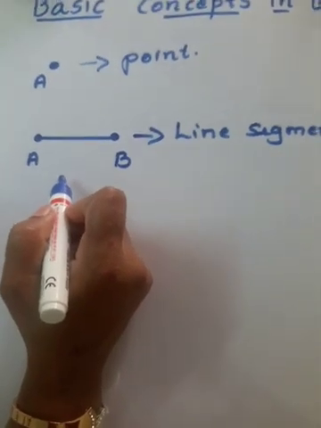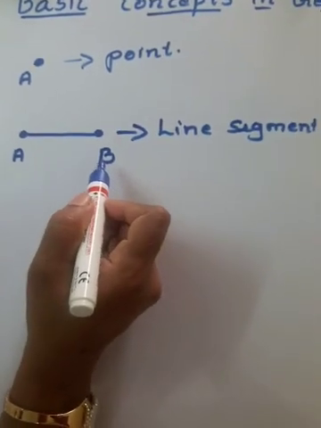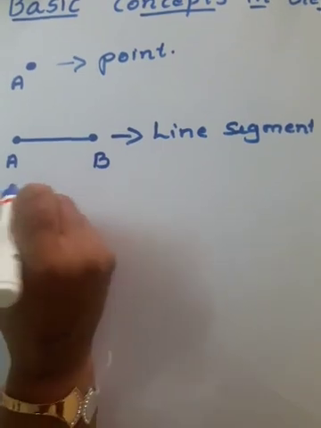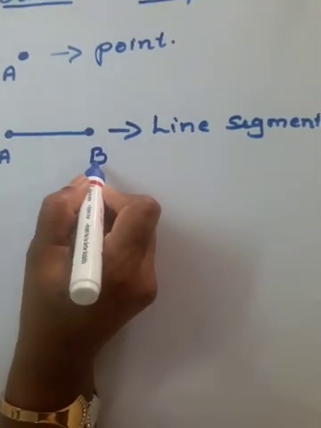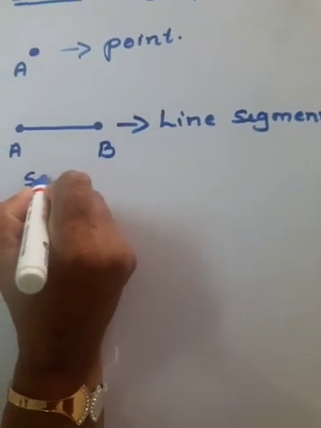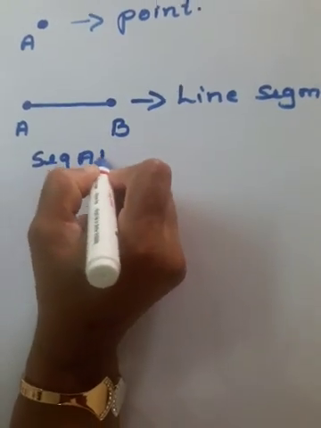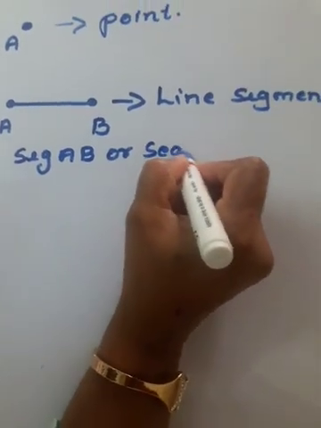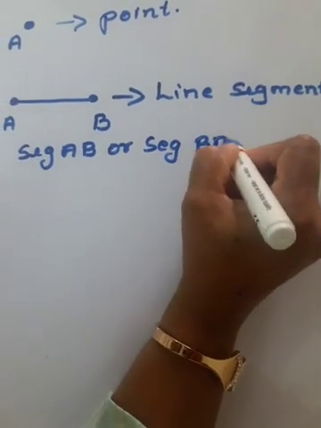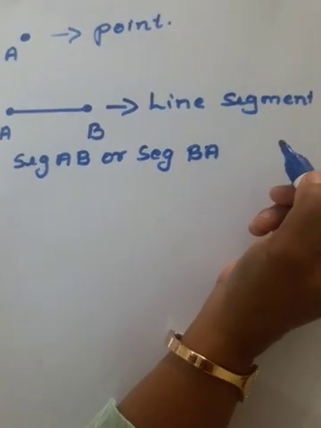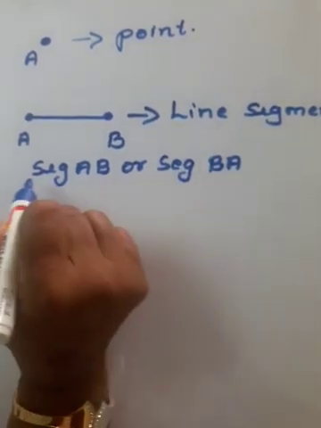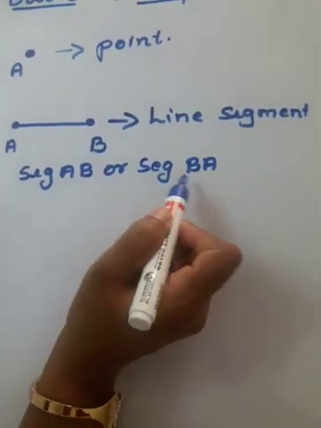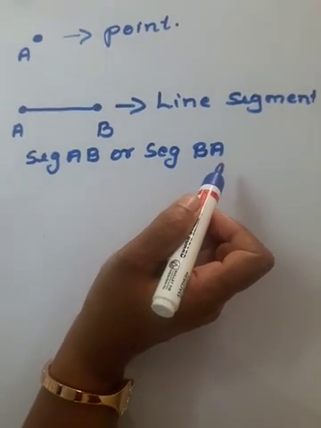A line segment is named by using its end points. The line segment AB is written as seg AB or seg BA in short. Say line segment AB is written as seg AB or seg BA in short.